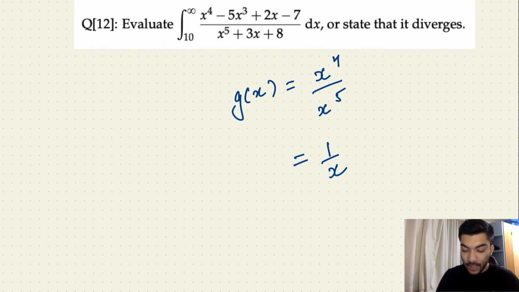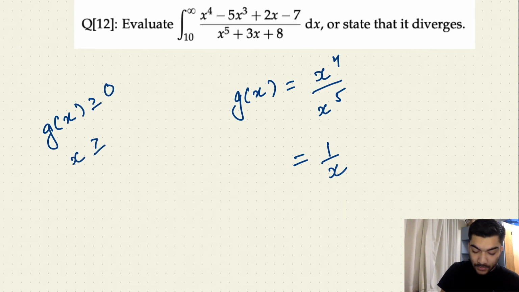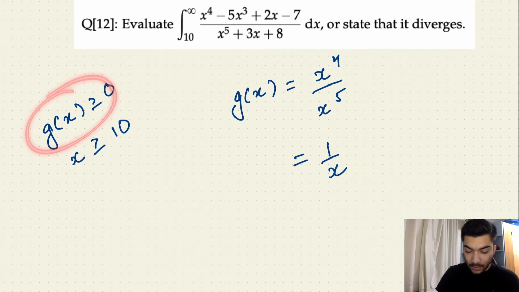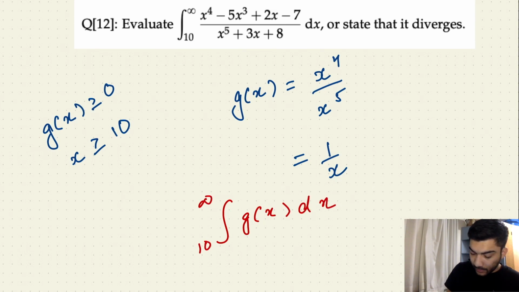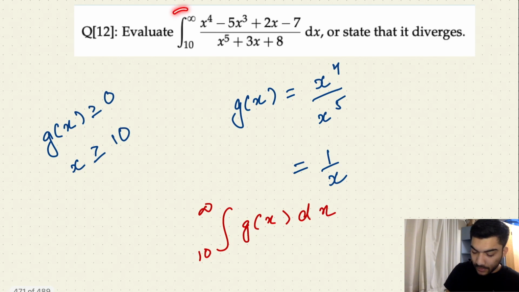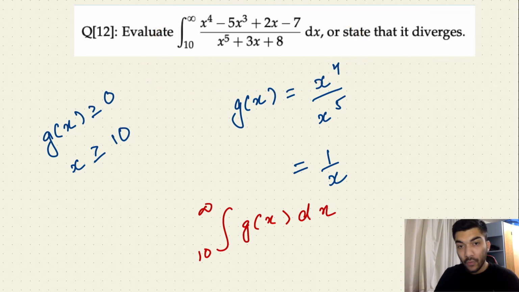Once we have our g of x, we also have to check whether g of x is greater than or equal to 0 for all values of x greater than or equal to a. So a in this case is 10, and we know that 1 by x is clearly greater than or equal to 0 for all values of x greater than or equal to 10. So this condition is also satisfied. Now we need to know whether the integral of g of x dx from x equals 10 to x equals infinity, which has the same endpoints, converges or diverges, in order to check whether our original integral will diverge or converge.